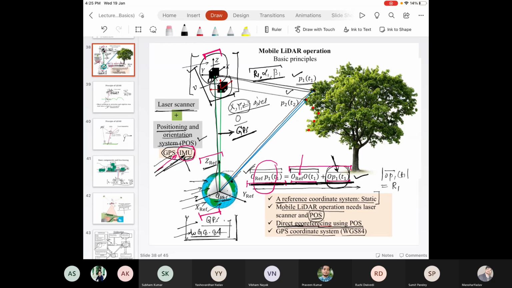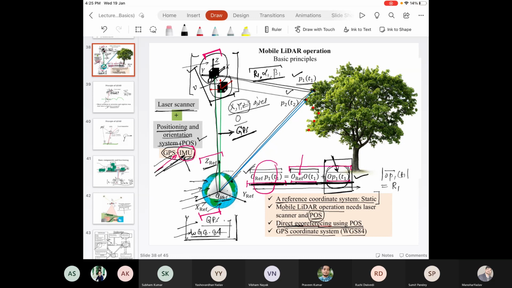Okay, so if IMU will not be there, then the discussion which we are talking about now, this one, OP1. The transformation of vector OP1 from a laser scanner coordinate system, that is XYZ, to a reference coordinate system can't be done.